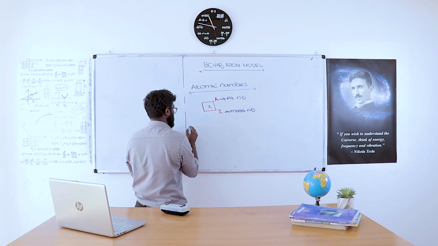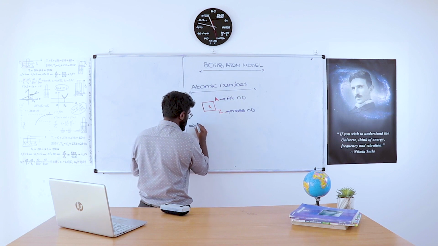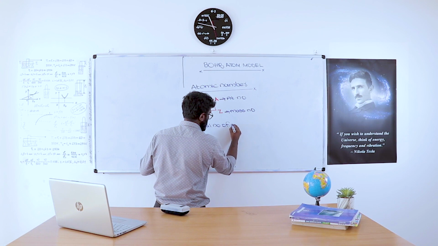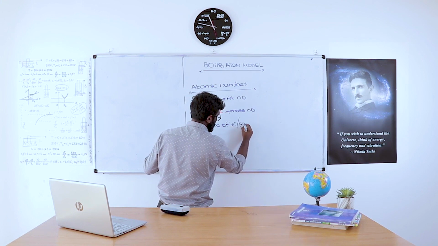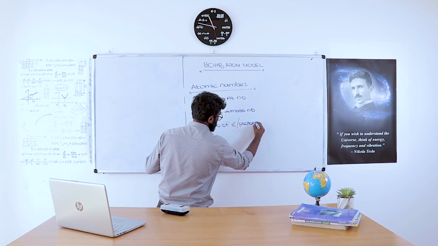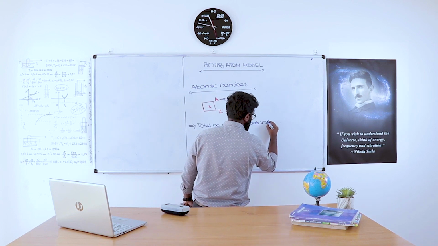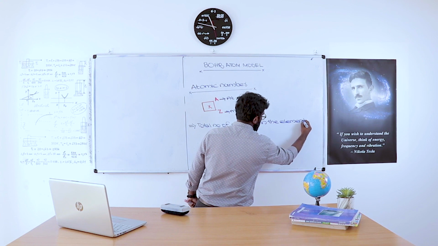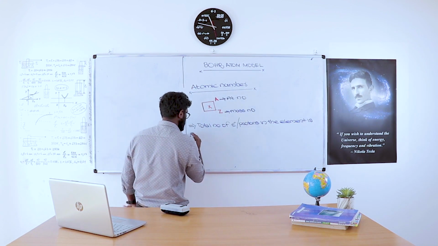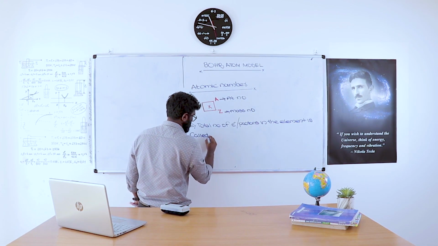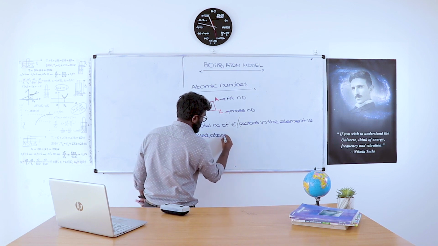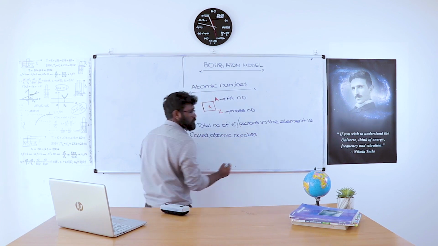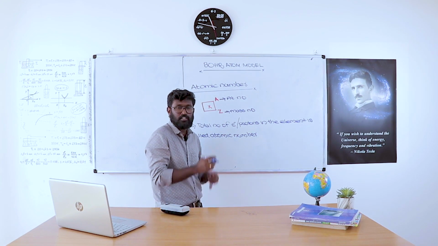What is atomic number? The total number of electrons or protons in the element is called the atomic number. So the total number of electrons or protons inside the element is called its atomic number.